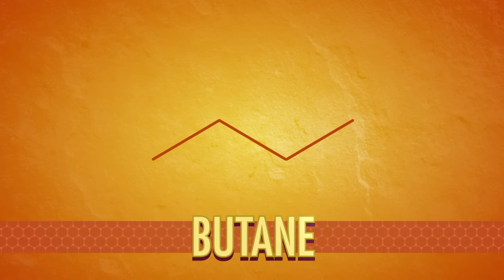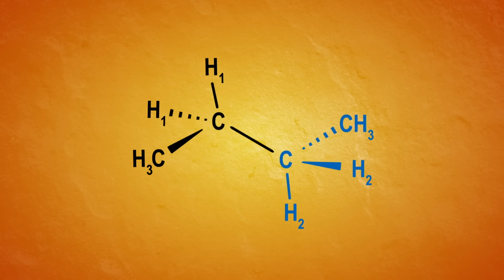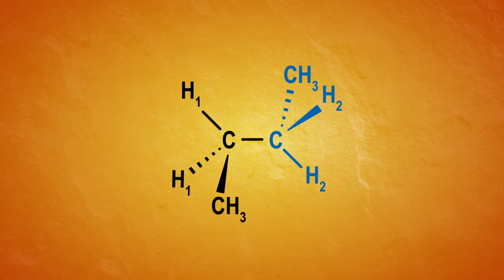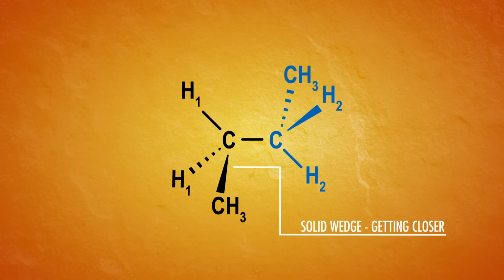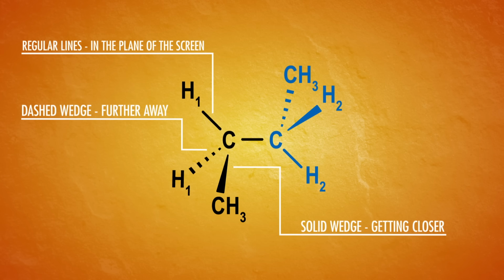Let's look at butane, for example. We often call butane a straight carbon chain because there are no branches. But really, the carbon atoms make a sort of zigzag shape with 109.5 degree angles between every other one. We have a couple tricks to imply 3D structure in a 2D drawing. The solid wedges mean that the group is coming out of the screen at us. The dashes mean that the group is pointing into the screen. And the regular lines are in the plane of the screen.